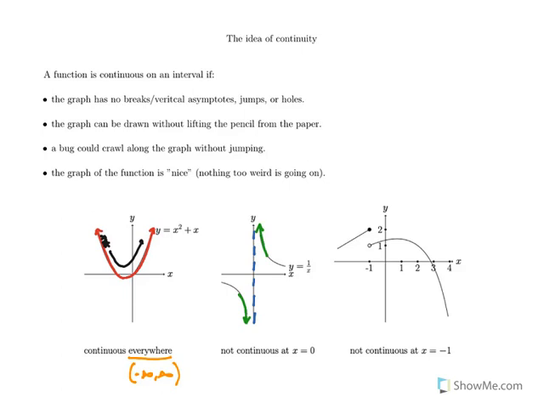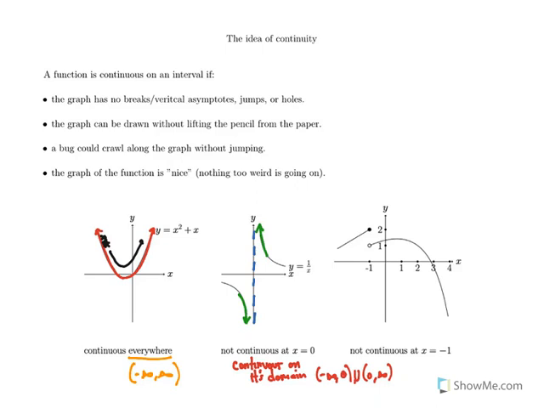Another way to say this is that this is a function that is continuous on its domain. The domain of 1 over x is negative infinity to 0, union 0 to infinity, and it is continuous on that interval. And that's going to be two different ways of thinking about continuity: continuous for every x value, or just continuous on the x values that matter for that function. And both are going to be reasonable ways to think about continuity.